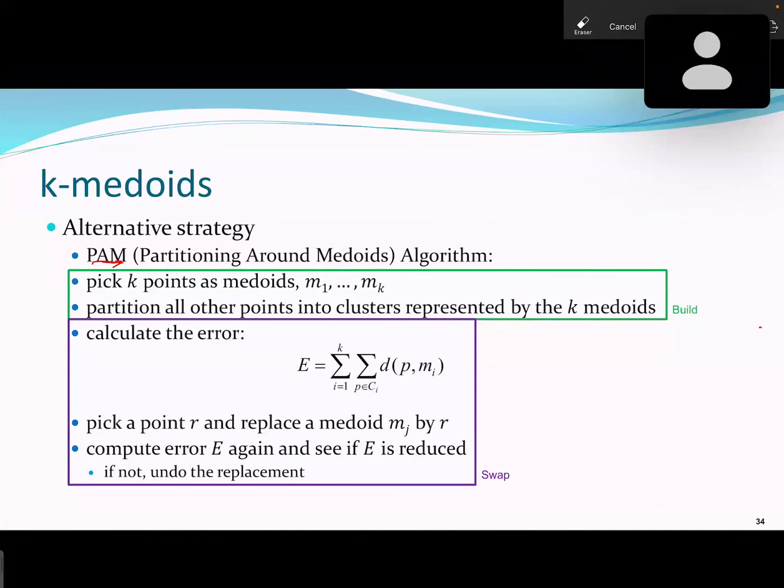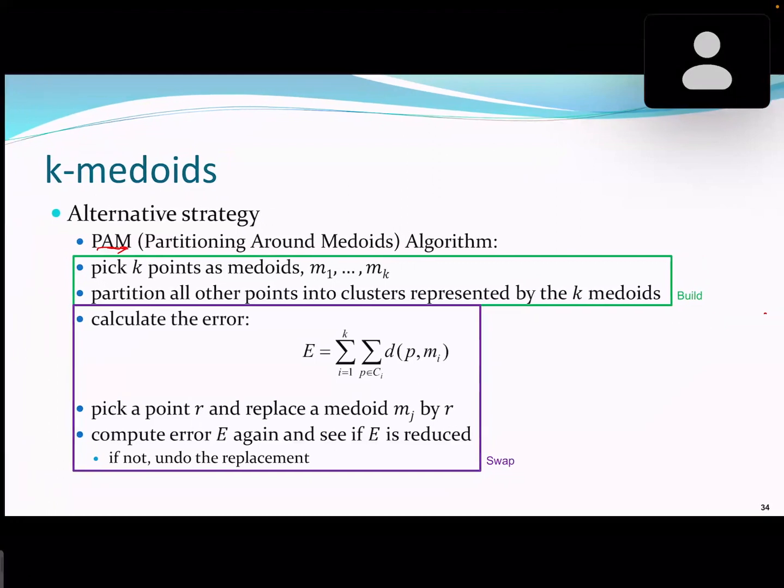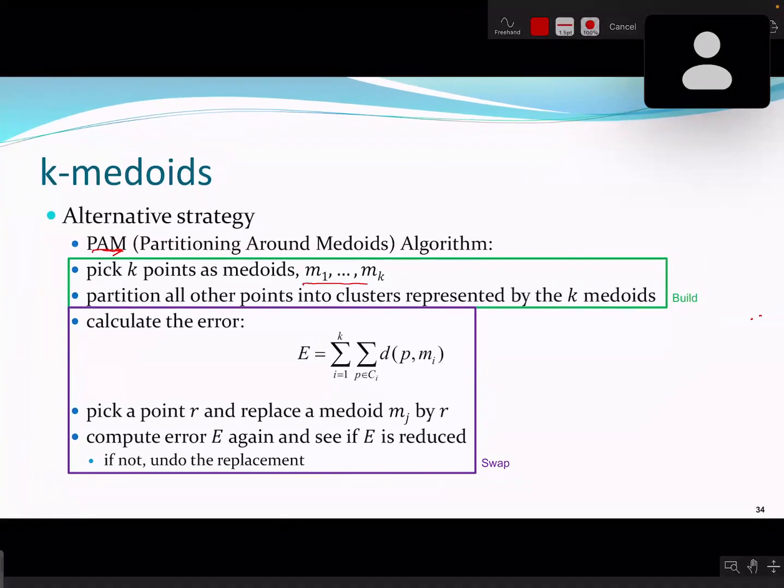So the PAM algorithm, or partitioning around medoids algorithm, goes like this. First, we pick k points in the dataset as medoids. So these are the initial medoids. Let me call these k points m1 to mk. So we pick an initial set of medoids. And then we partition all the points into the clusters represented by the k medoids. So this is basically object assignment, as I have previously discussed for the k-means algorithm.